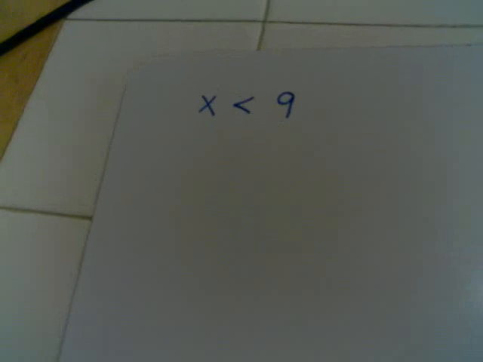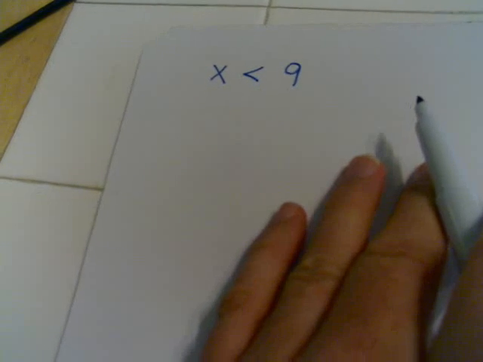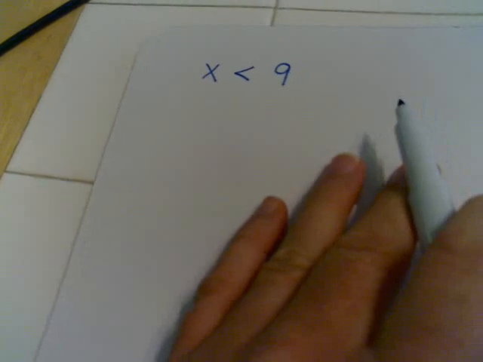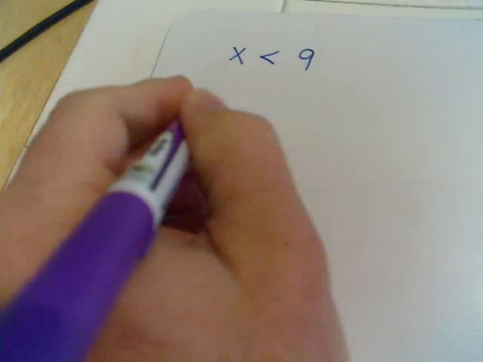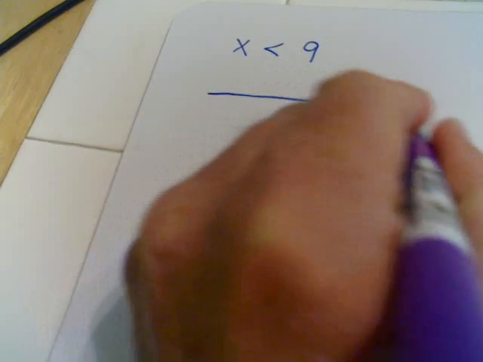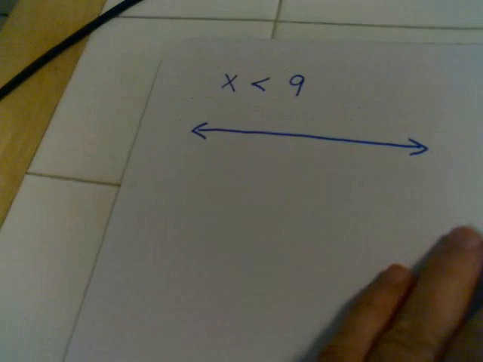All right. So what we're asked to do is take the inequality x is less than 9, and express that using interval notation. Now, one of the things that I teach my students to do is draw a number line first, because I think seeing something helps you to write it a lot better.